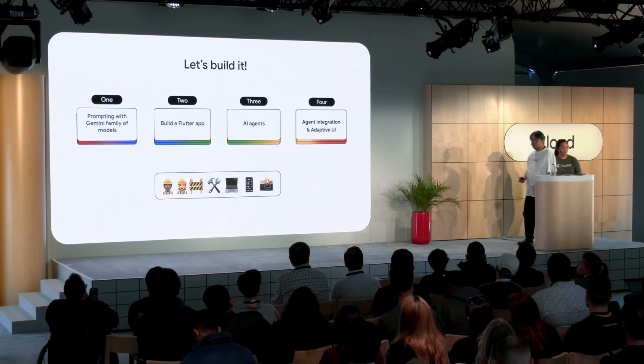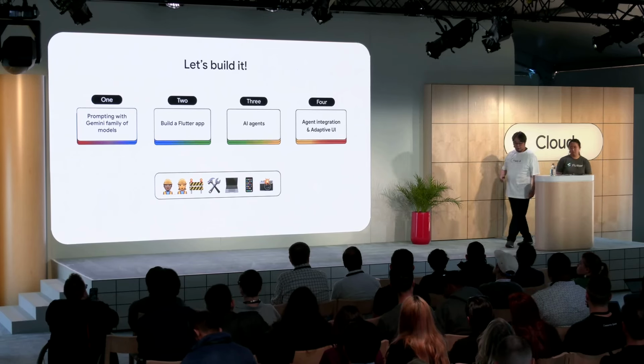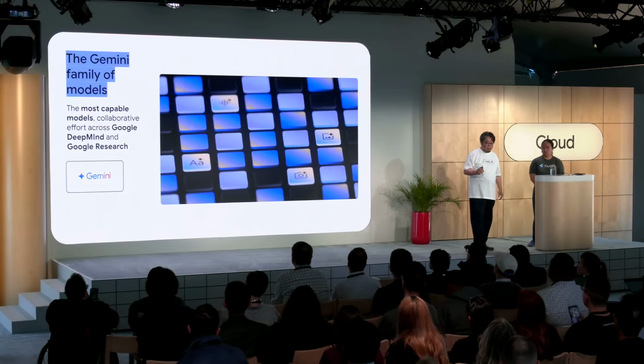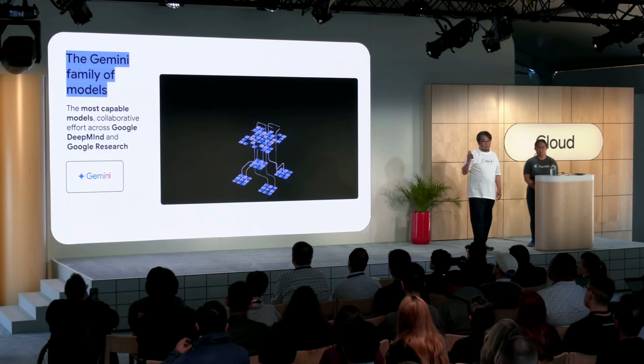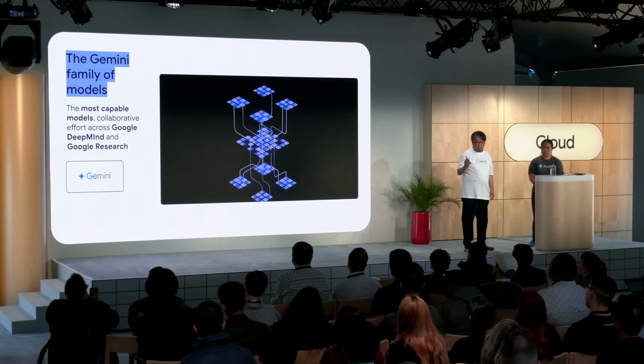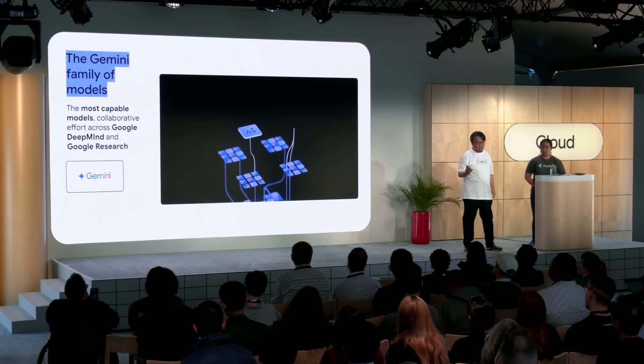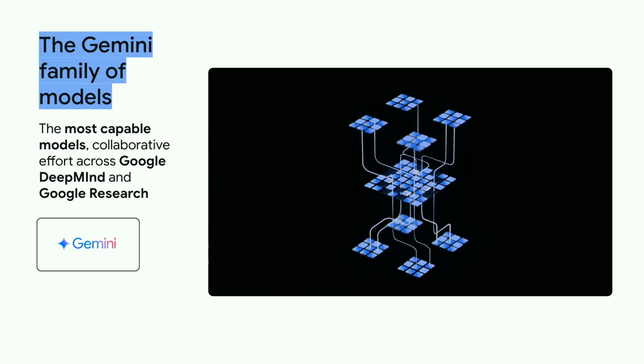Hi, I'm Kaz. I'm developer advocate for the Cloud AI team. And I'd like to first introduce the Gemini family of models. The Gemini family of models is the most capable models we have ever built, and that is a result of the large-scale collaboration across Google, including Google DeepMind and Google Research Team.